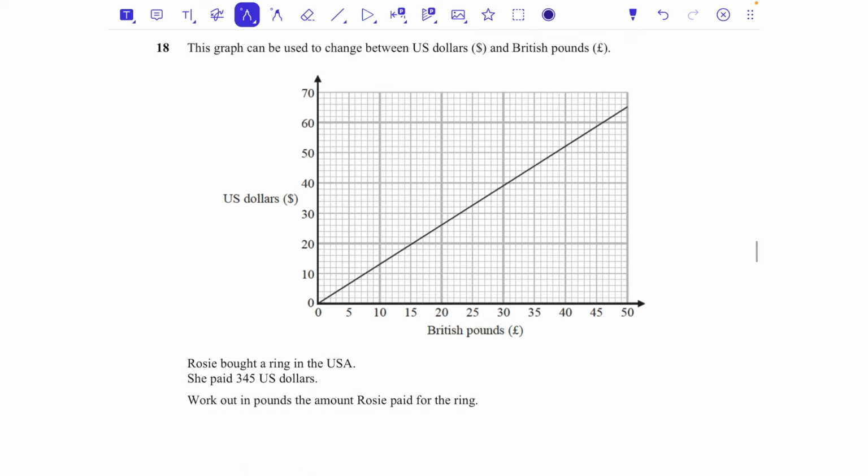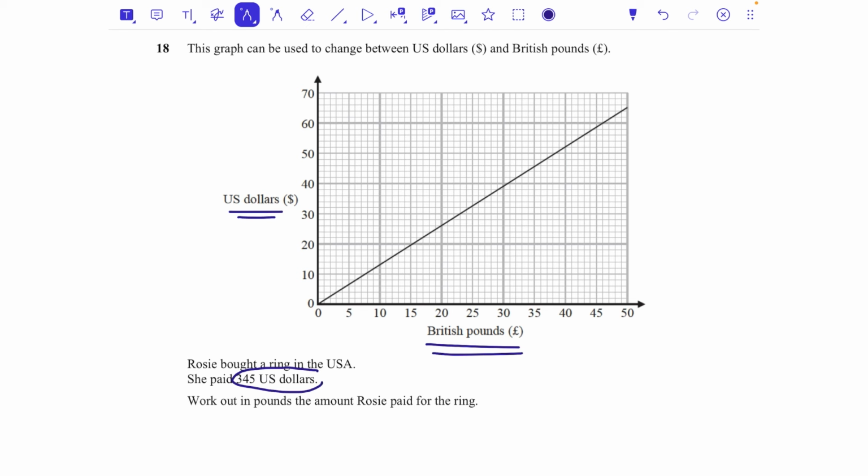Question number 18. This graph can be used to change between US dollars and British pounds. We've got dollars on the y-axis and British pounds on the x-axis. Rosie bought a ring in the USA and she paid $345. Work out in pounds the amount Rosie paid for the ring. So if it's $345, we want to go over here, go to 345, read across and go down, but it doesn't go up that high.